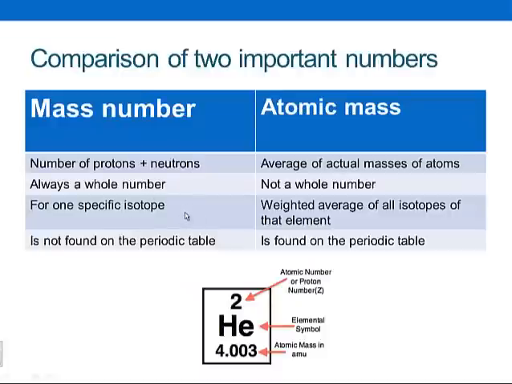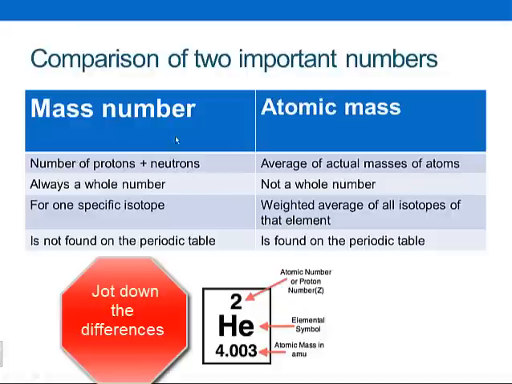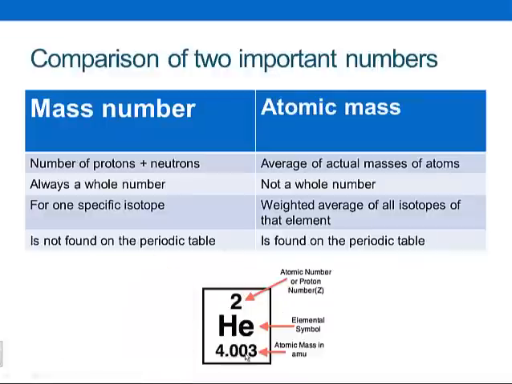Well, here I have a comparison of what we set out to do. We wanted to compare mass number and atomic mass. The mass number, notice that, is not listed here. I told you before in the previous podcast that we could round this number off to the nearest whole number and consider that the mass number. But it is not found in the periodic table per se. The mass number is always a whole number, which in this case would be 4.